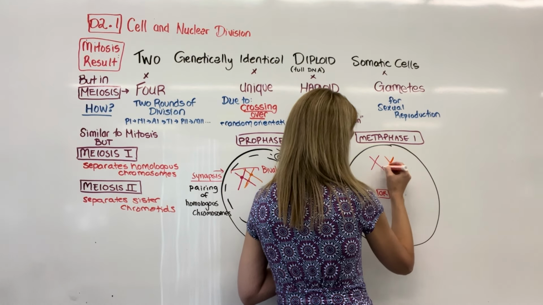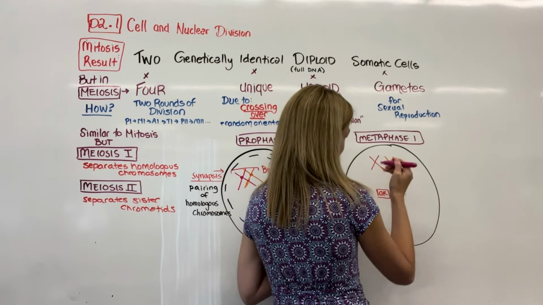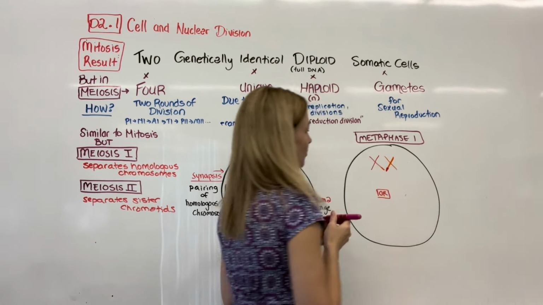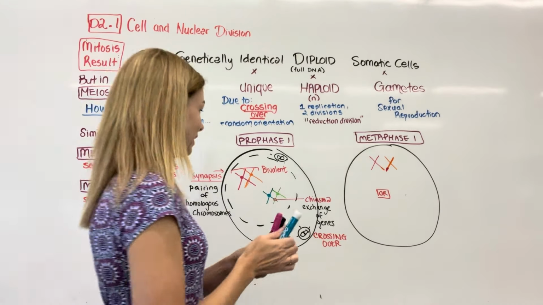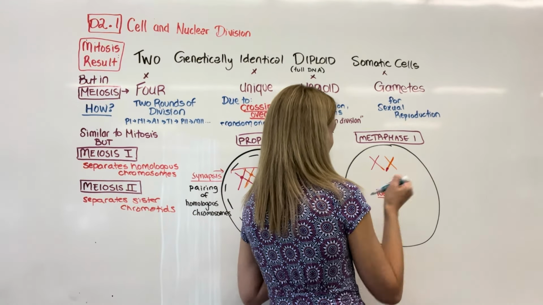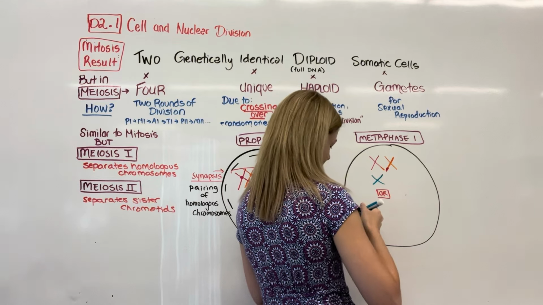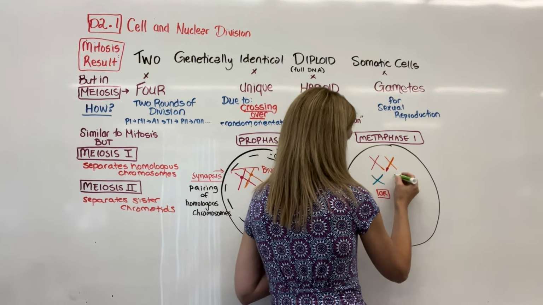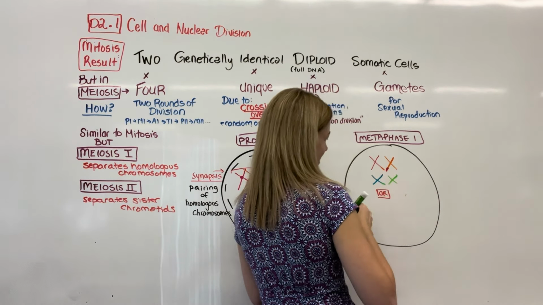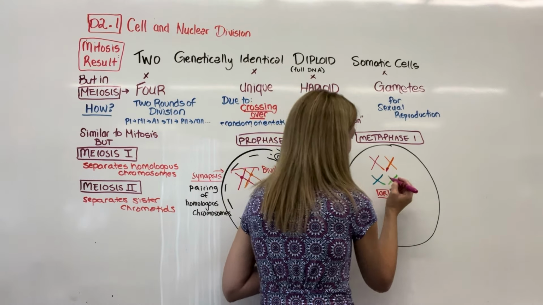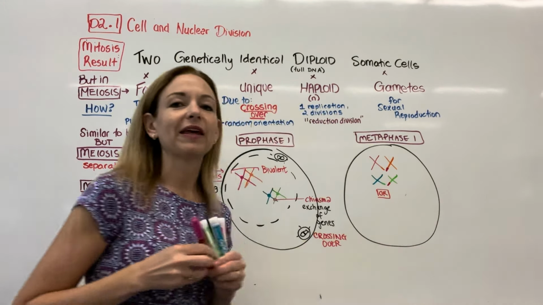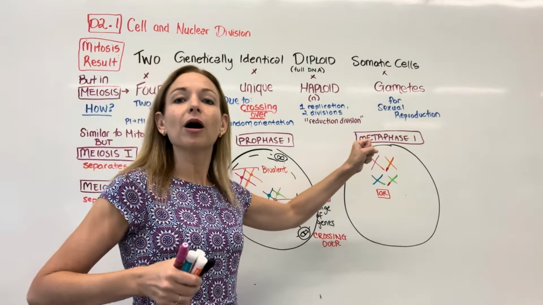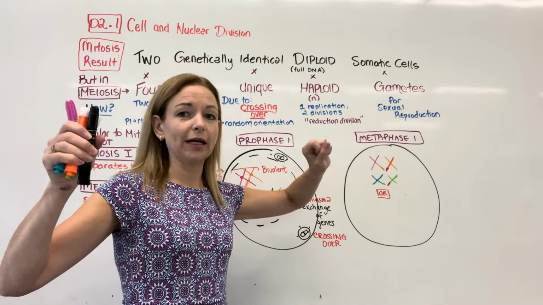And mind you, crossing over has already occurred. If you don't want to draw that, you don't have to, but I'm just trying to make sure I don't leave any inaccuracies. So they could line up like this, in which case that's going to give one set of combinations, because we're going to end up with gametes that have pink and blue combos or gametes that have orange and green combos.